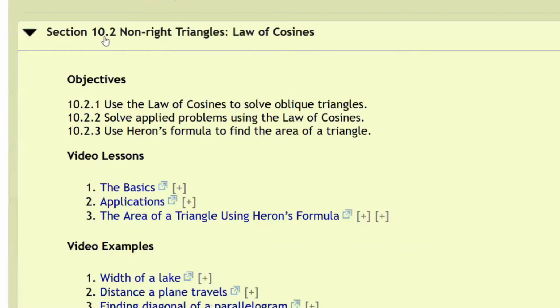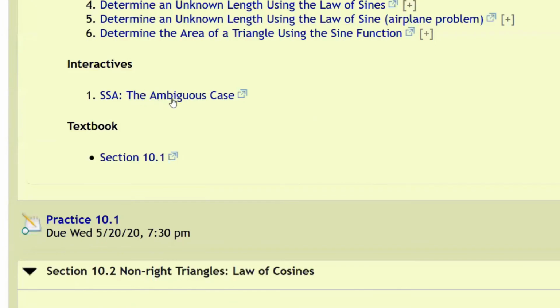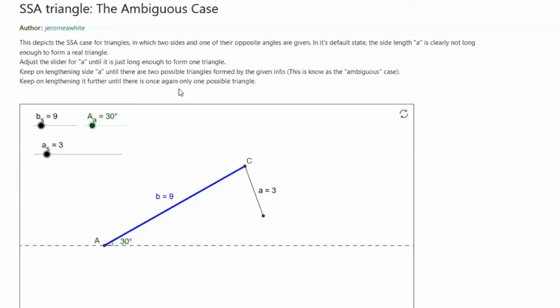The law of sines ambiguous case is the one case when you have more sides than angles, but you don't use law of cosines. In order to do it though, you have to understand that there are problems with it. And so I'm going to go to my OpenMath and share my screen, section 10.1. And I added a link down here for the ambiguous case because it lets us see why there's a problem here.